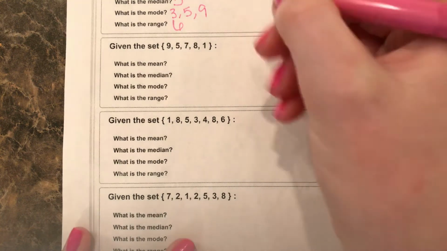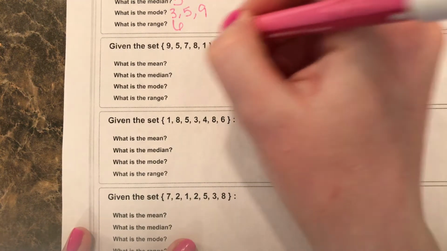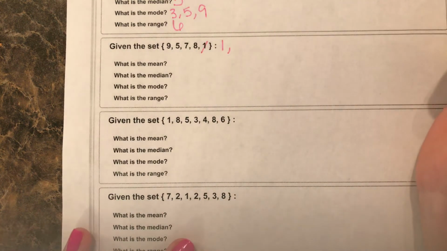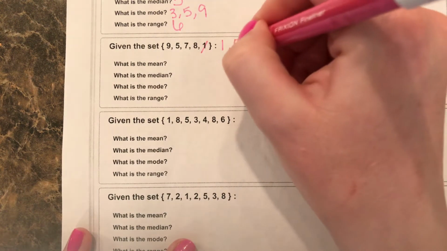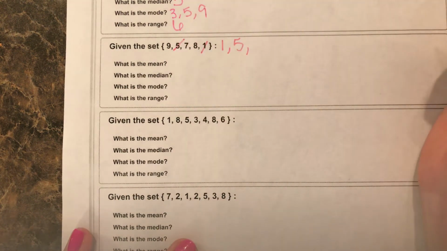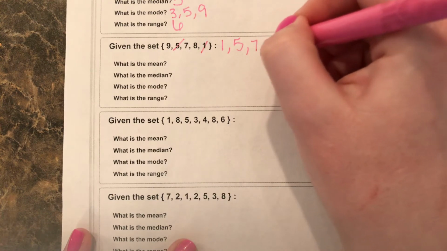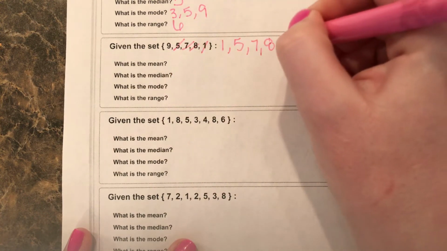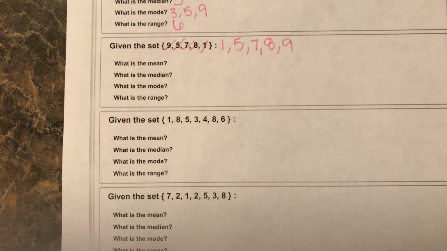All right, put our numbers in order from least to greatest, starting with 1. There's no 2, 3, 4. There is a 5. No 6. There's a 7. There's an 8. And there's a 9. We got a shorter list this time.